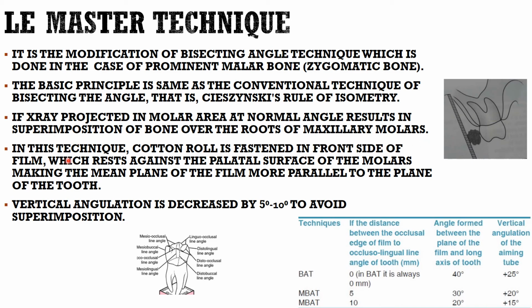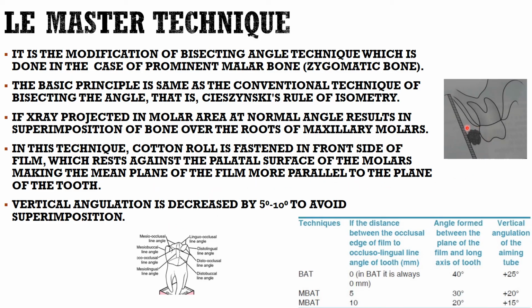Now in this technique, what you are doing is placing a cotton roll in front of the film. So this is your film, and you are placing a cotton roll in front of it, which rests against the palatal surface of the molar, making the mean plane of the film more parallel to the plane of the tooth.